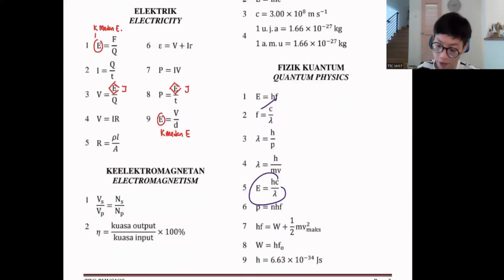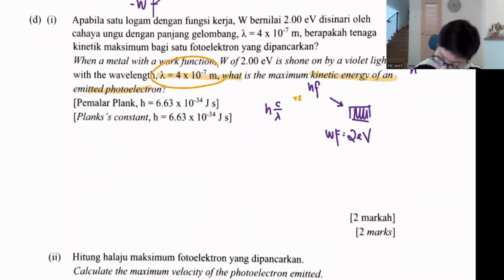So the formula paper is very important. You need to roughly know what the formula paper is like. All right? Now, let's start.